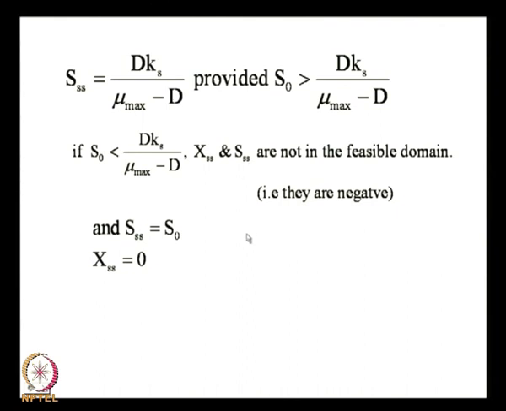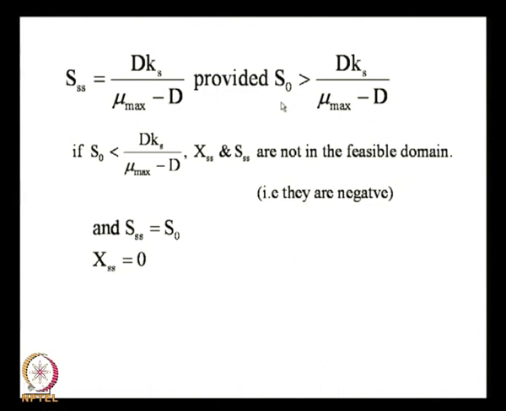Is it clear? Both these two criteria have to be satisfied. If they are not satisfied, then XSS and SSS are not in the feasible domain. If you remember, how did we get the first criteria? We got the first criteria by showing that if mu max is less than D, then your XSS is 0 or negative. We got the second criteria by showing that if your S naught is not greater than this, then your SSS would be negative or 0.